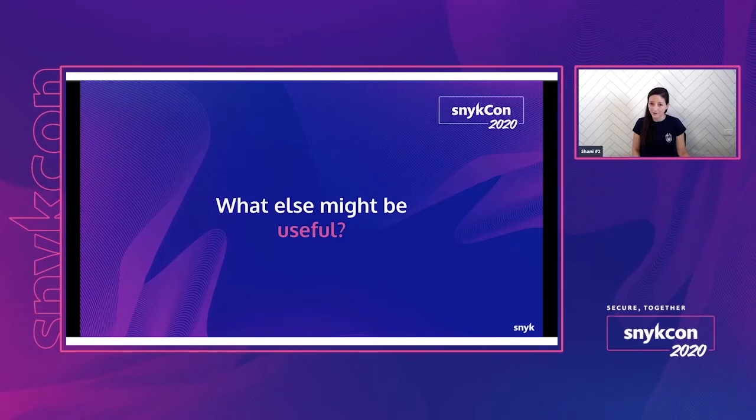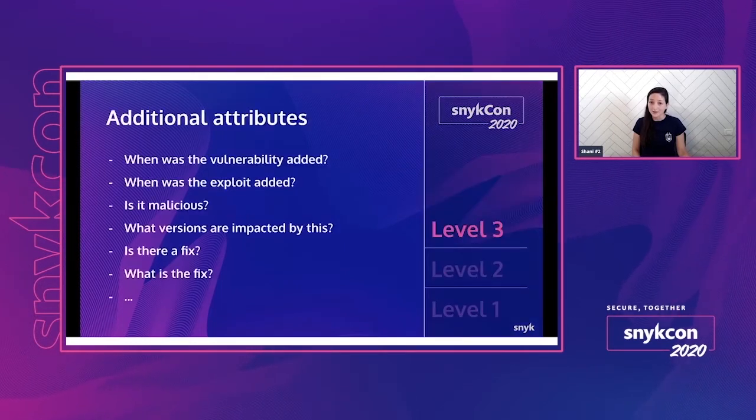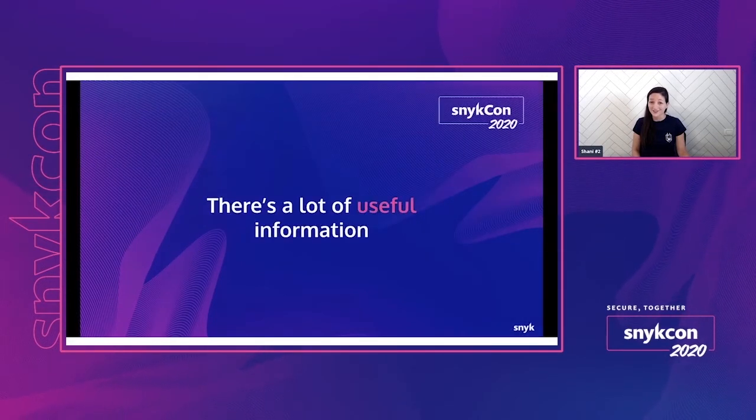What else might be useful? We can look at when the vulnerability was added or when the exploit was added. If the vulnerability is malicious, for example, that's definitely something to consider when prioritizing. Also, the versions that are impacted by this. If there's a fix, what's the fix? And many more. There's a lot of useful information.